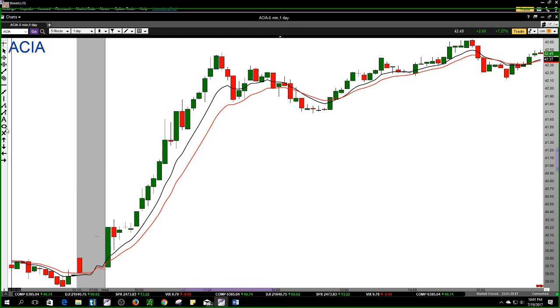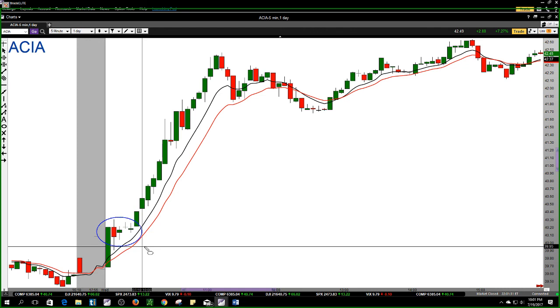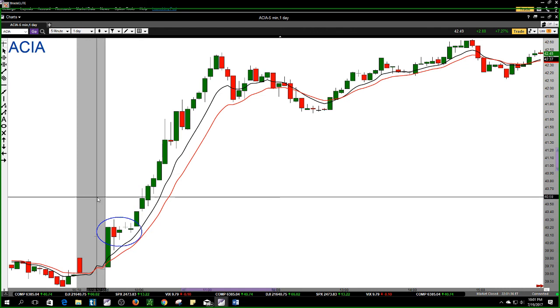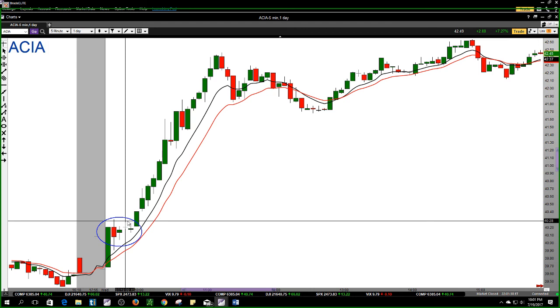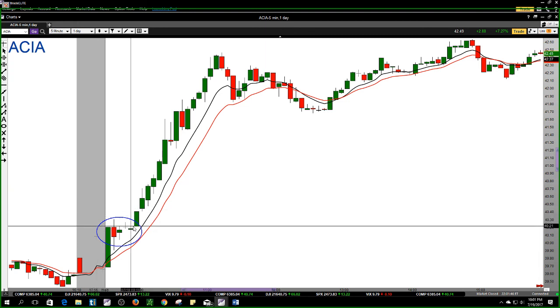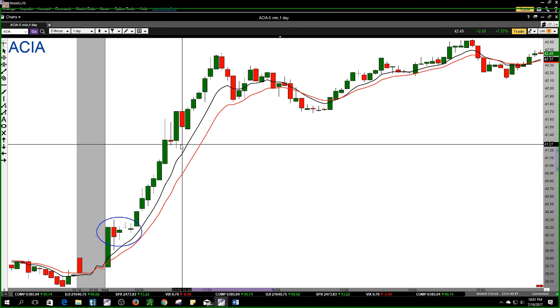Knowing where the congestion area is and using another strategy that we brought up earlier, the ORB, you can quickly get yourself into a long trade on a chart like this on ACIA. You know you want to be long because of the 813, and you use now the ORB to get you into a long position on a chart like this. So now you've used two strategies in one trade to try to make something happen.